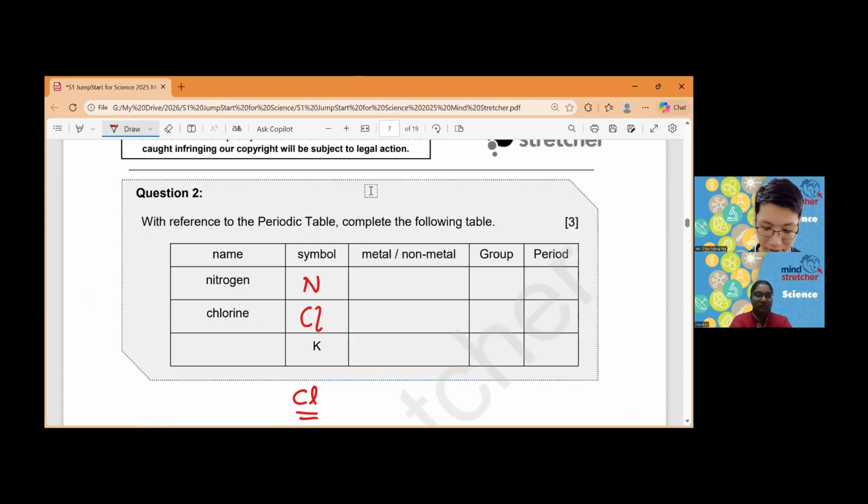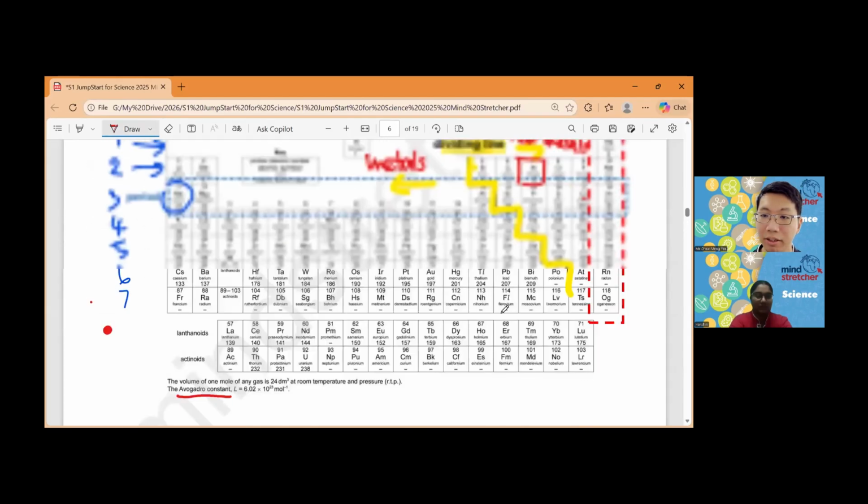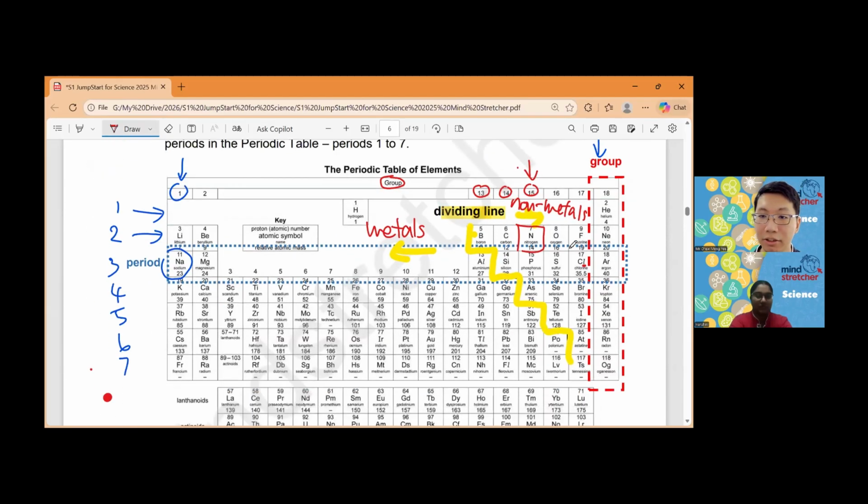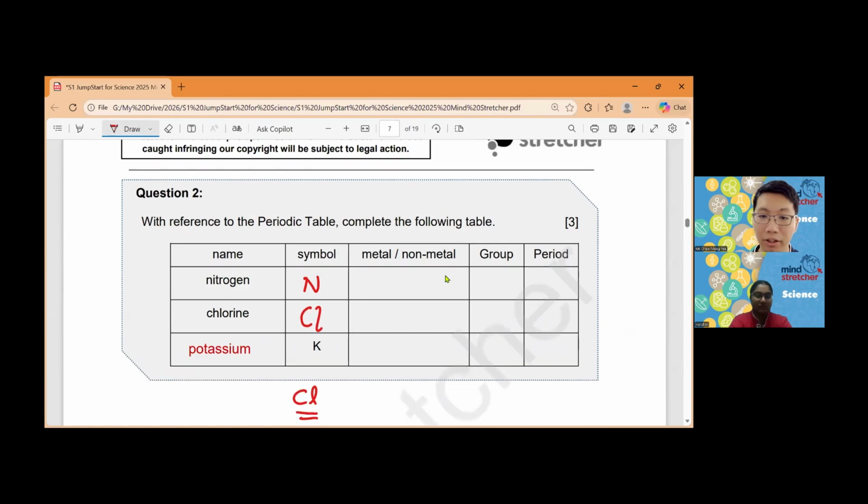I'm just going to type it. Potassium. Zoom this in. Right. So identify whether it's a metal or non-metal. For nitrogen and chlorine, where are they? Can you see that they're on the right side? Nitrogen and chlorine are both on the right side of the dividing line, so they are non-metals, while potassium is on the very left side of the periodic table. It must be a metal. So this is a metal. These are non-metals.